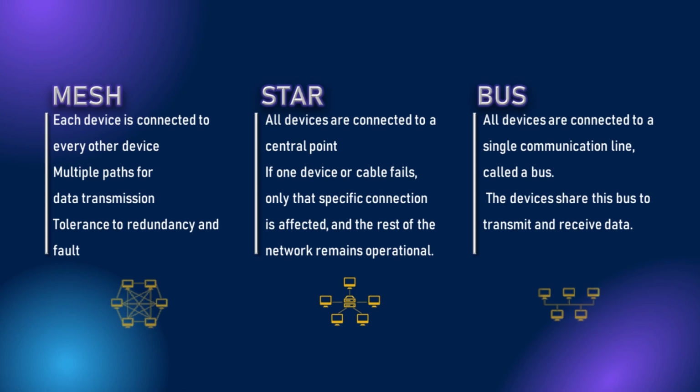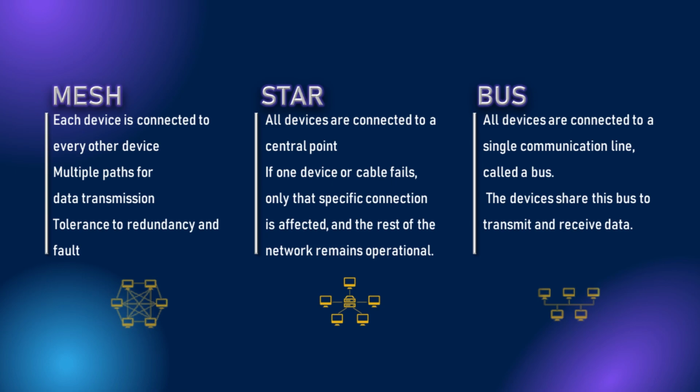Next, we have star topology. Star topology is one of the most common network setups where all devices are connected to a central point, such as a router, hub, or switch. That means if one device or cable fails, only that specific connection is affected, and the rest of the network remains operational. Another type of network topology is bus topology.